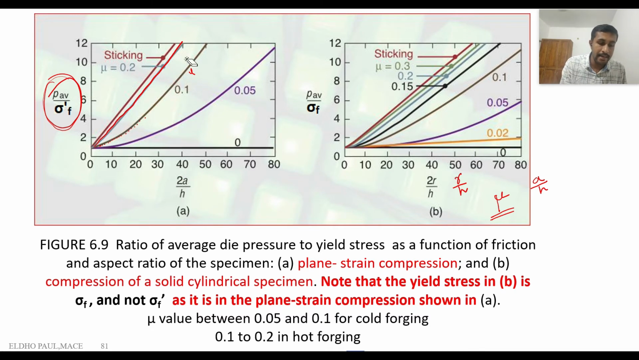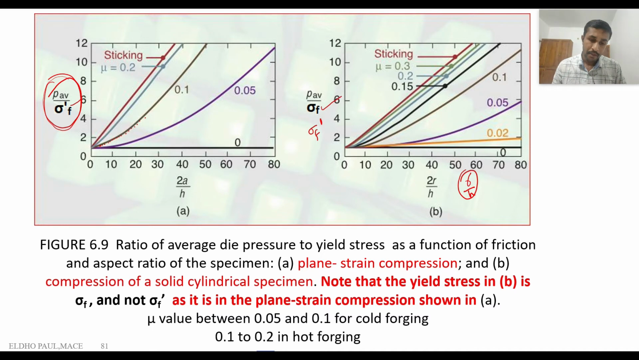Next we can see a cylindrical workpiece. The similar thing we can see in the cylindrical workpiece. Here we use R by S ratio. This is the aspect ratio in case of cylindrical workpiece, radius by height. Here we can see this is sigma F, not sigma F dash, because for a cylindrical workpiece we are not considering a plane strain case, so we only take flow stress. Similar to the equation here, in the equation also we take sigma F, but here sigma dash F, because in a rectangular workpiece we consider a plane strain case. That is why the von Mises criterion has to convert into sigma dash F. Sigma F into 2 by root 3 is equal to sigma dash F.